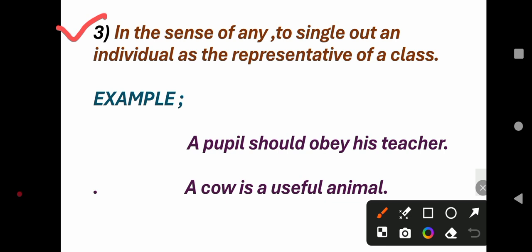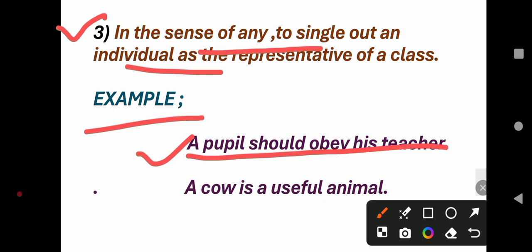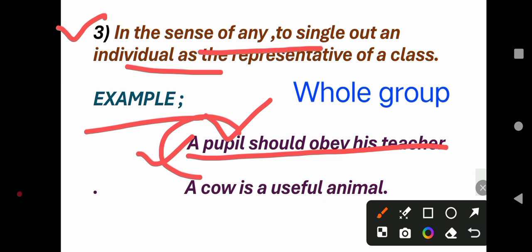So the third use of "a": this time "a" is used in the sense of any, to represent the whole class or group of people or things. This means that we are using just one example, one person, one animal, or one thing, but we are talking about all of them. So let's look at an example: a pupil should obey his teacher. Now let's understand this sentence. We are not talking about one specific pupil or student. We are saying that any pupil in general should obey his teacher. So here, a pupil means any pupil. It represents all pupils. We are using one example, but we are talking about the whole group.